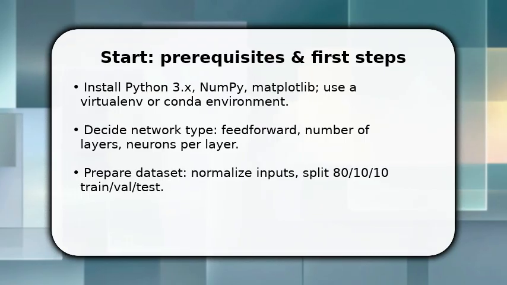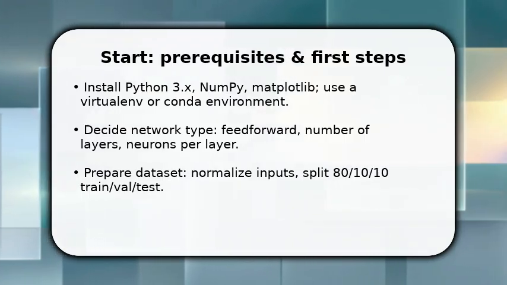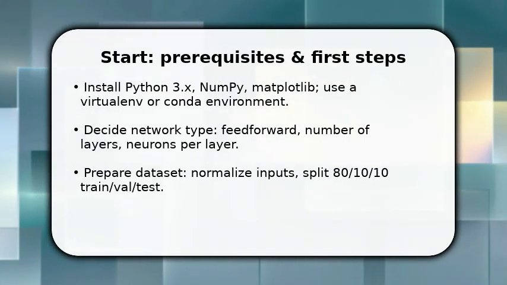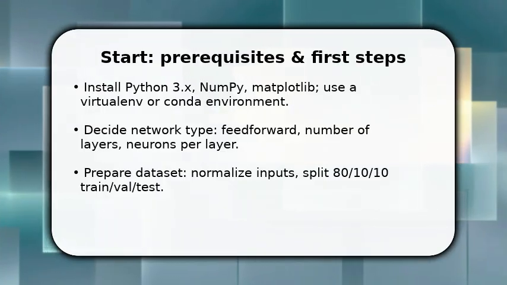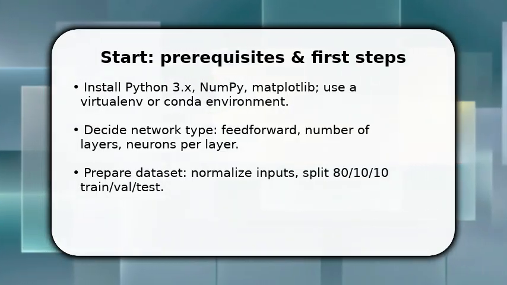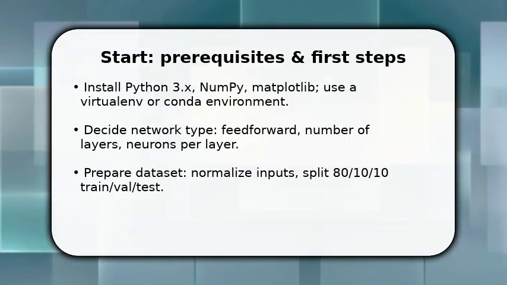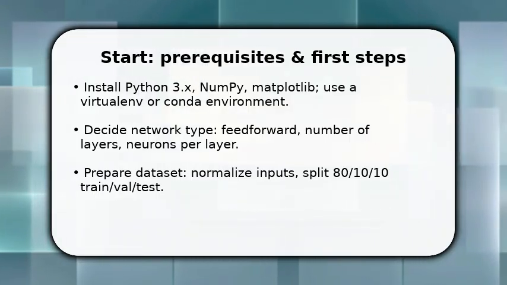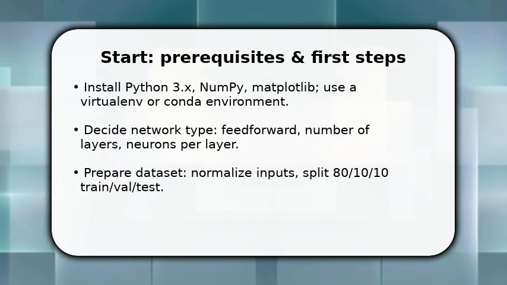Next, load and normalize your dataset, split it into train, validation, and test sets to avoid leakage. Now create basic matrix shapes for inputs, weights, and biases and write functions to initialize them. Start with small dimensions so you can verify shapes and outputs quickly.